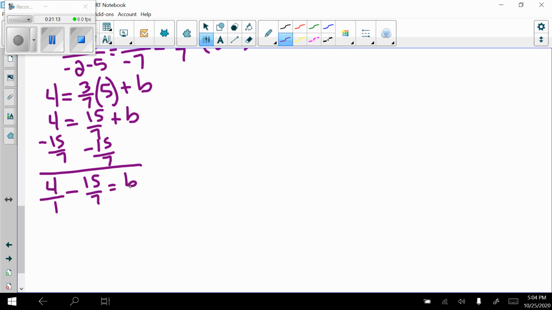In order to work this out, I need a common denominator. Okay, so lots of review of fractions here. My common denominator is going to be 7. So I need them both to be over 7, right? So to get the 4, it was over 1, so I had to multiply by 7. What I do to the bottom, I have to do the top, so 4 times 7 is 28 on top. So now they have the same denominator. I simply subtract the numerators. 28 minus 15, 13 over 7 is my b.